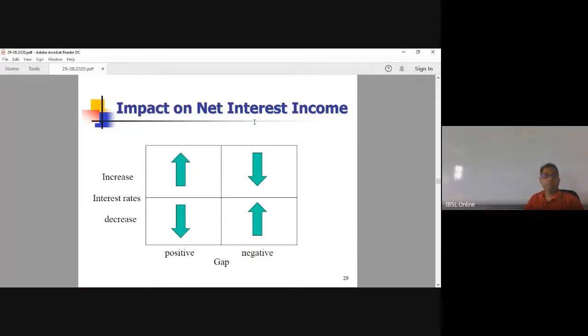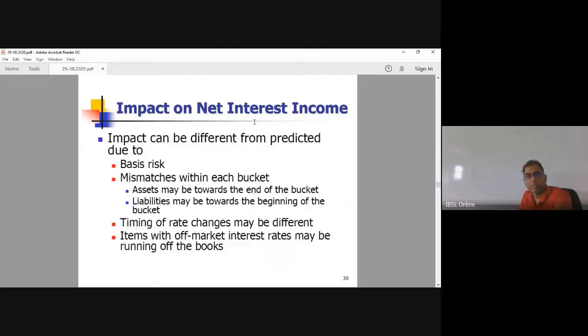So positive gap is where you basically have short-term assets on your book, and therefore if interest rates go up, you gain on the increase in the interest rates, and the other way around. So it's just basically giving you a summary of what we discussed in the morning.